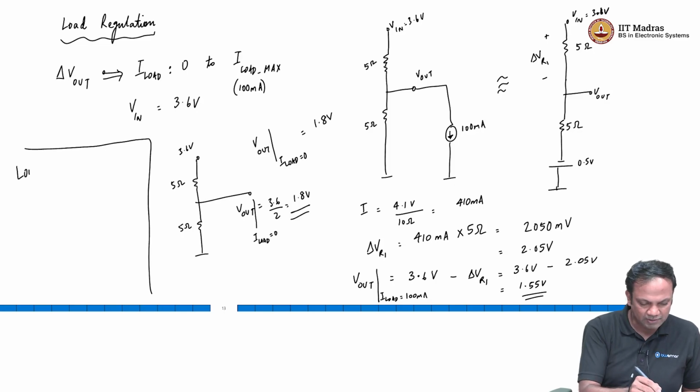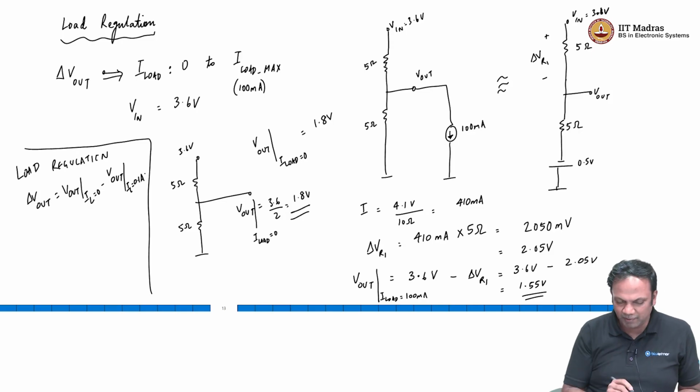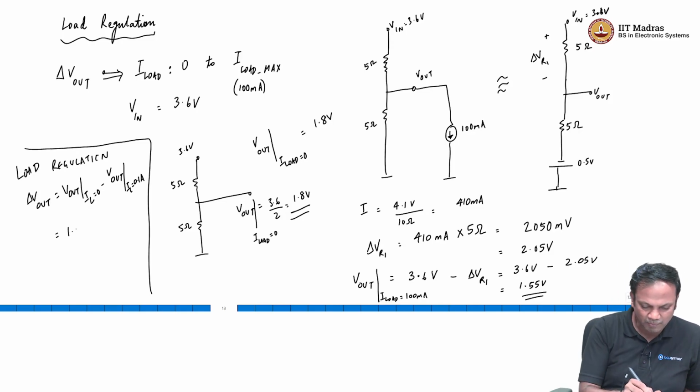So, load regulation: delta V out equal to V out at IL equal to 0 minus V out at IL equal to 0.1 ampere. 0.1 ampere is 100 milliamp. This is 1.8 volt minus 1.55 volt, which is 0.25 volt or 250 millivolt.